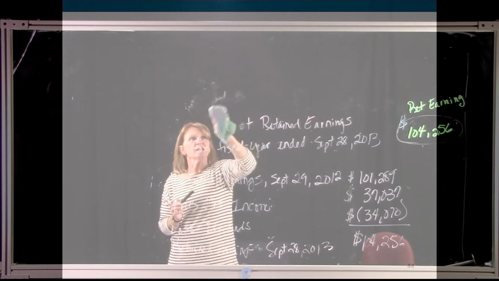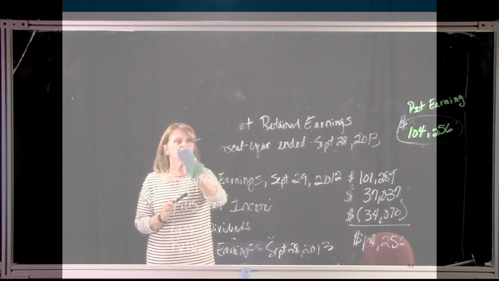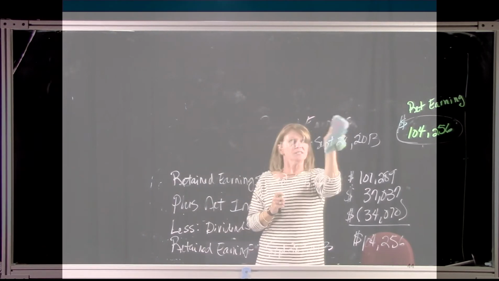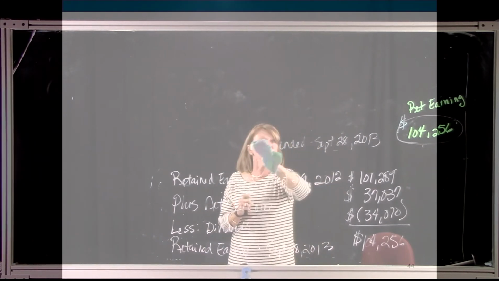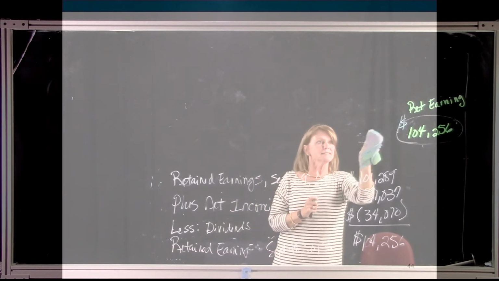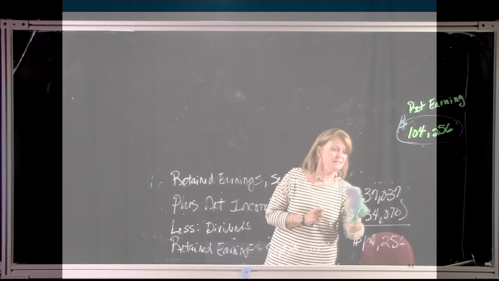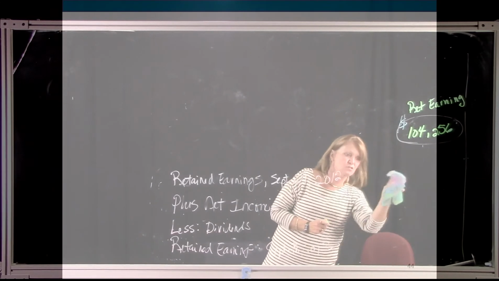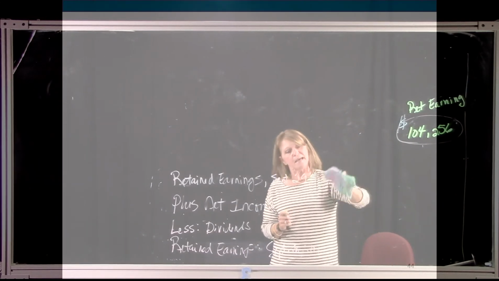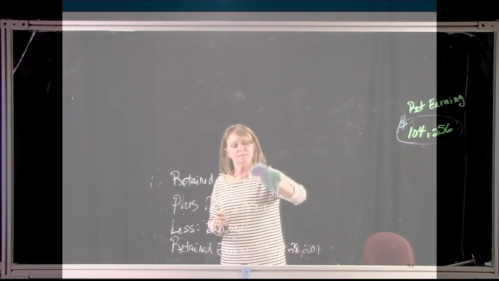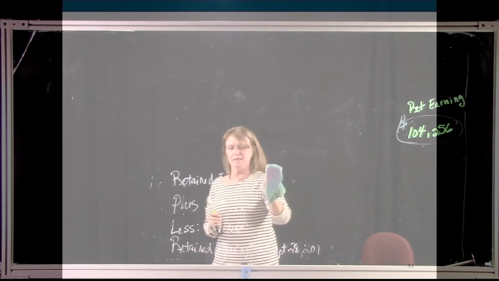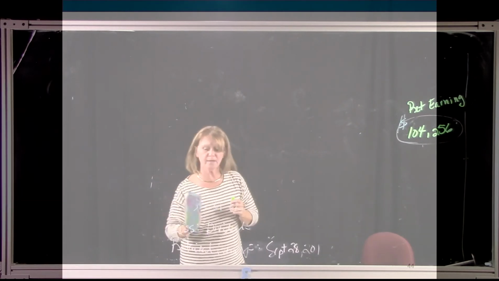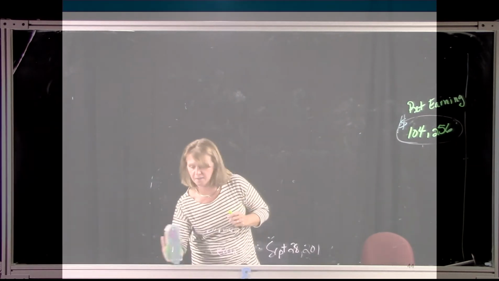And now we're going to prepare the last financial statement that we're going to learn how to prepare in this class, a balance sheet. It's a statement of the company's position as of a particular date. It's a snapshot for this problem on September 28th, 2013. It's a snapshot of their financial position on that day. Whew. This is a good workout, erasing this board.